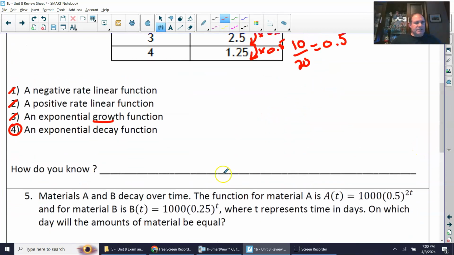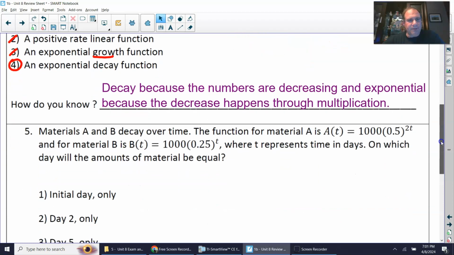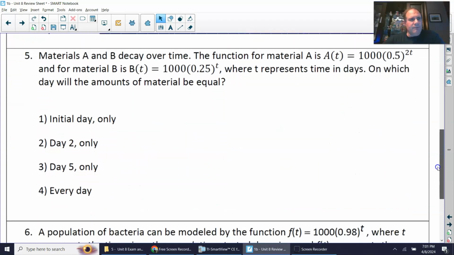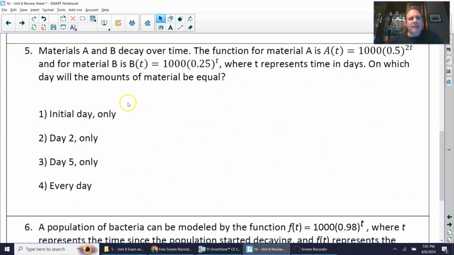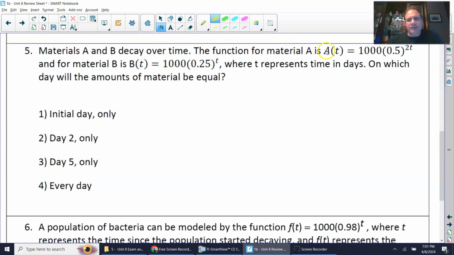How do you know? It's a decay because it is decreasing. Decay because the numbers are decreasing. Exponential because the decrease happens through multiplication. All right, so number 5: materials A and B decay over time. They're telling you that it is a decay, and t represents time in days. Which day will the amounts be equal? Calculator.